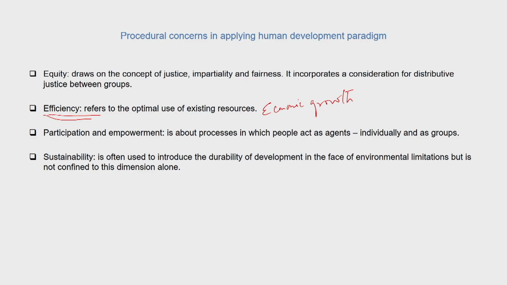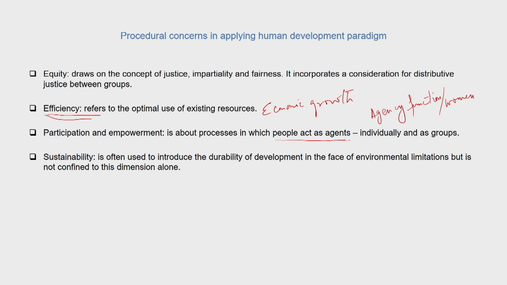Efficiency, of course, refers to how optimally we are utilizing our resources and how that leads to economic growth. Participation and empowerment is about processes in which people act as agents individually and as groups, and it is about freedom to make decisions in matters that affect their lives. This possibility of people acting as agents is something that Sen has written about extensively, in terms of the agency function of individuals, of women and others within a country. He has written about this extensively in his book Development as Freedom.